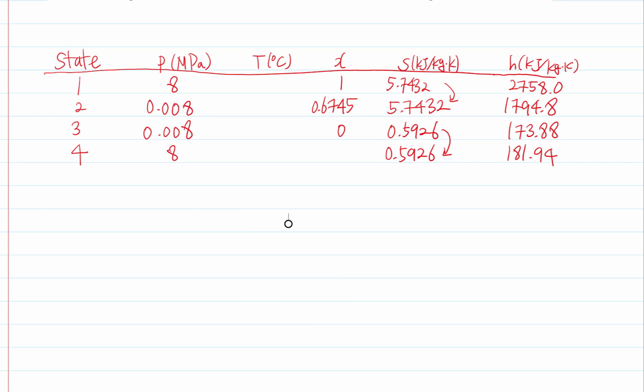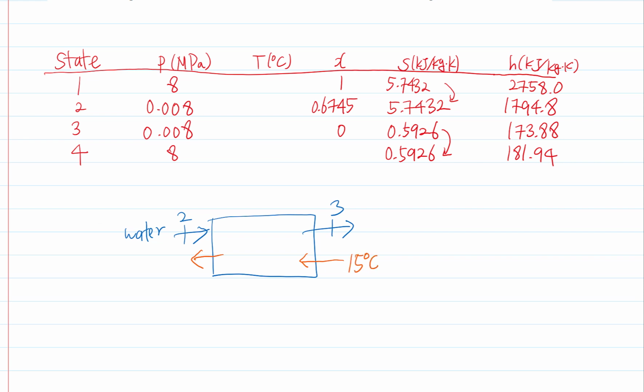Lastly, determine the mass flow rate of the condenser cooling water, if cooling water enters the condenser at 15 degrees Celsius and exits at 35 degrees Celsius. Condenser is a type of heat exchanger. So there exists heat exchange between the cooling water and the working fluid water. So let's say this is a condenser, location 2, location 3. So the working fluid water enters and leaves the condenser. There is also cooling water flowing across the condenser. It enters the condenser at 15 degrees Celsius and leaves at 35 degrees Celsius.